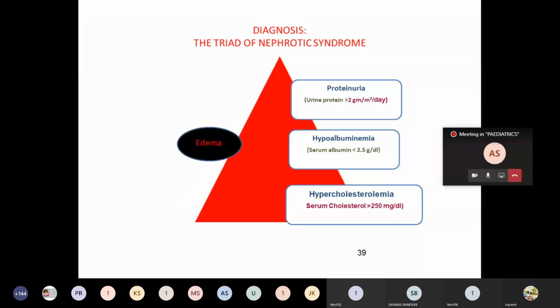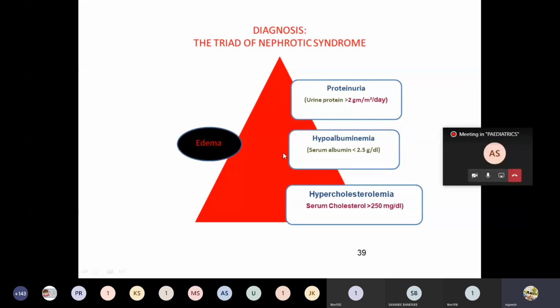So to diagnose finally, once you take detailed history, clinical features, after understanding the pathophysiology, after doing the investigations, you should have this triad to say nephrotic syndrome. Please remember, the edema is the first thing. The edema is common. Without edema, you cannot diagnose nephrotic syndrome. In addition to edema, proteinuria should be there, hypoalbuminemia should be there, hypercholesterolemia. That is in the definition itself. Proteinuria, hypoalbuminemia, hypercholesterolemia, with the presence of edema is nephrotic syndrome.